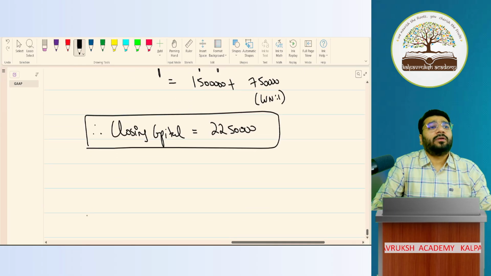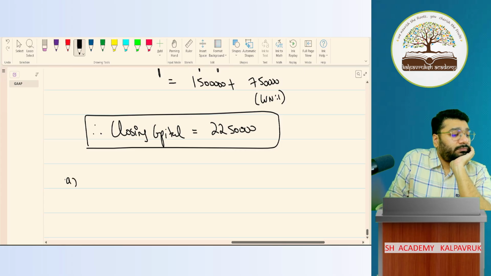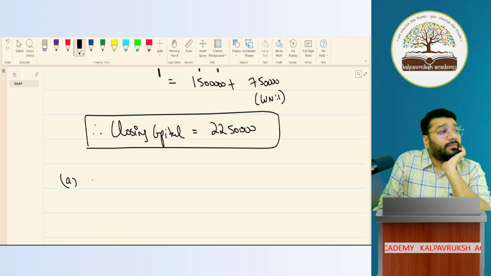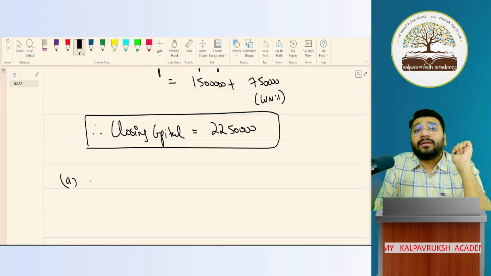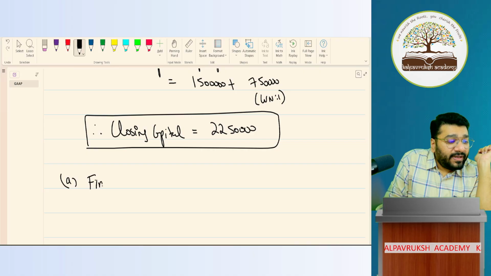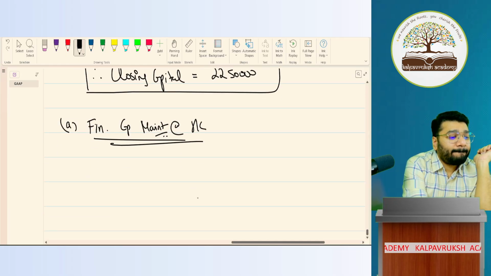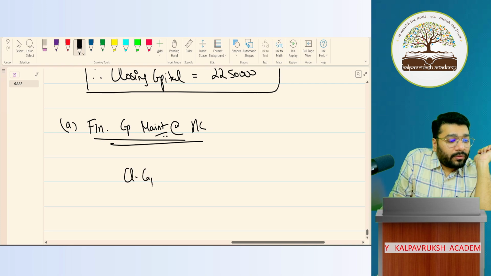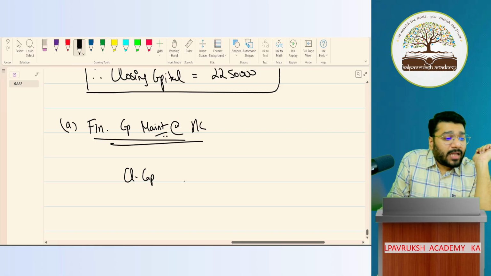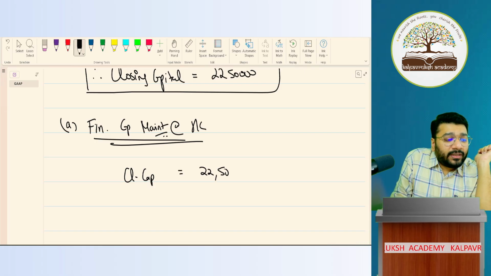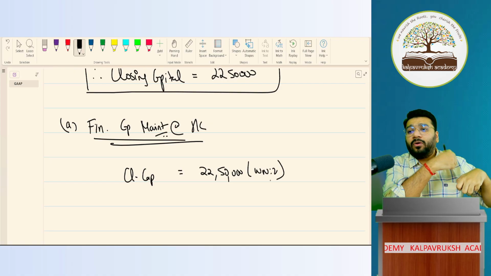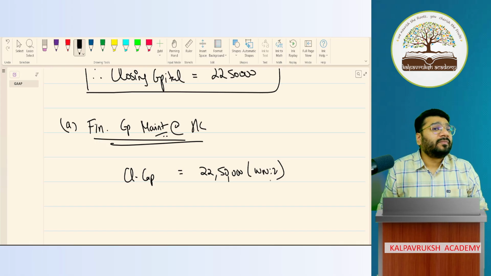Now, next is what? The heading is financial capital maintenance at historical cost. Closing capital at historical price. How much is it? 22,50,000. This is coming from working note number 2. As of now, in my pocket, how much is the closing capital? 22,50,000. Now we are doing historical cost.